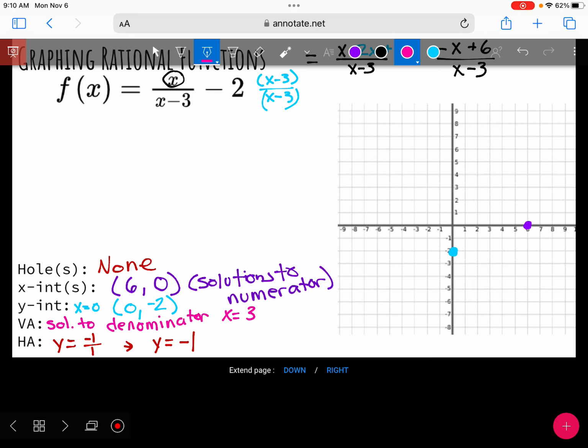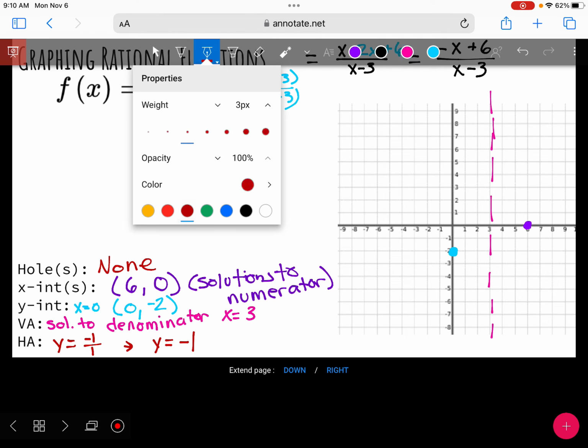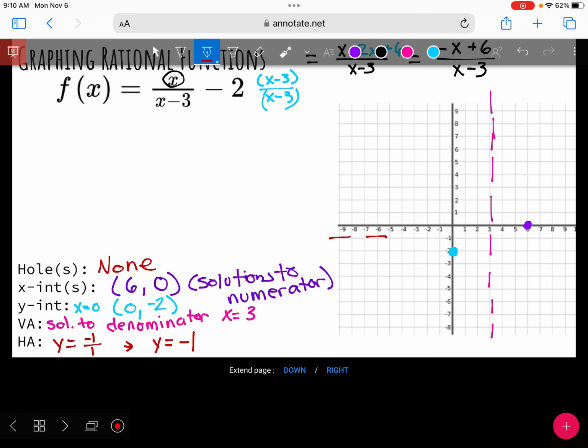We have a vertical asymptote at x equals 3. We draw those with a dashed line or a dotted line. And then we have our horizontal asymptote at y equals -1. And this is actually enough to get our whole graph in here on this one.